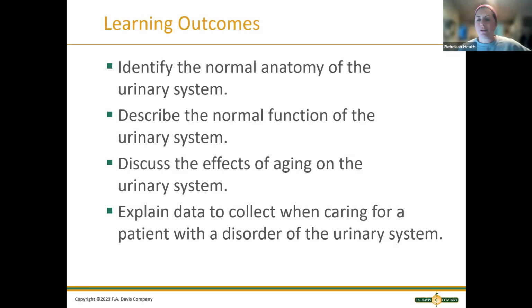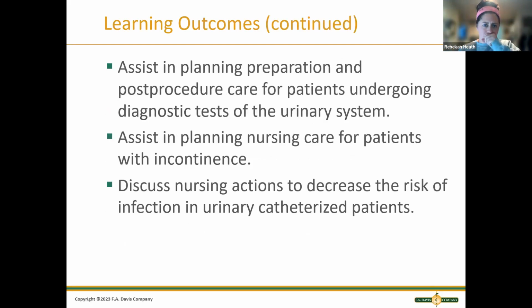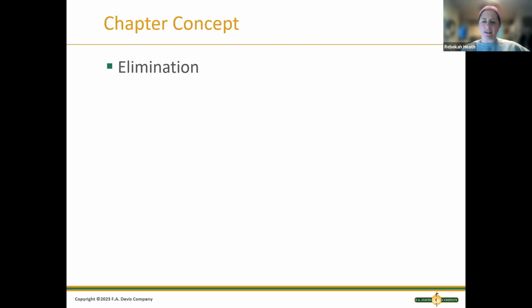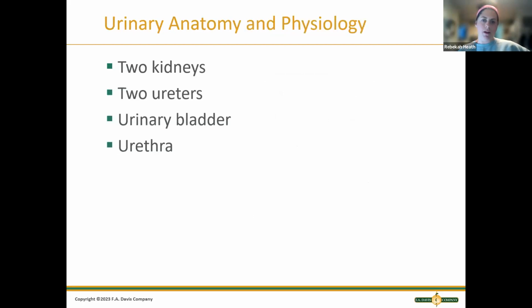And we also want to talk about what data we need to collect when we're looking at somebody who has a disorder, either of the urinary system or the renal system. I might use those terms interchangeably at times. Want to talk about how nursing is going to be assisting with procedures and preparation for those procedures with patients, planning for patients who have incontinence, and talking about nursing interactions, especially when we're talking about patients with urinary catheters. There's a lot of risks involved with that. Our big concept is going to be about elimination.